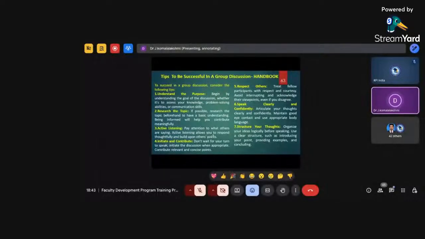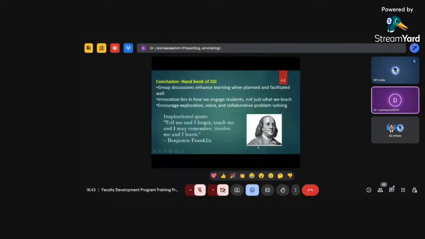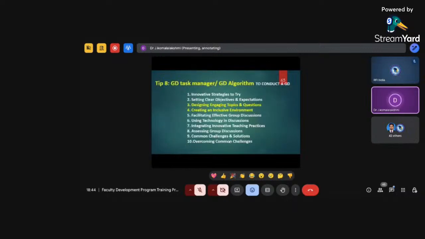So finally, tips to be successful in a group discussion should be the topic. So we can give tips, small tips. So please listen, note down the points, give counter comments with evidence. All these things we can give in the tips. Tips is one of the points in making the handbook. So we can help them to conclude with a quote, or begin with a quote to catch the mind and heart of the participants. So then tip number 8.